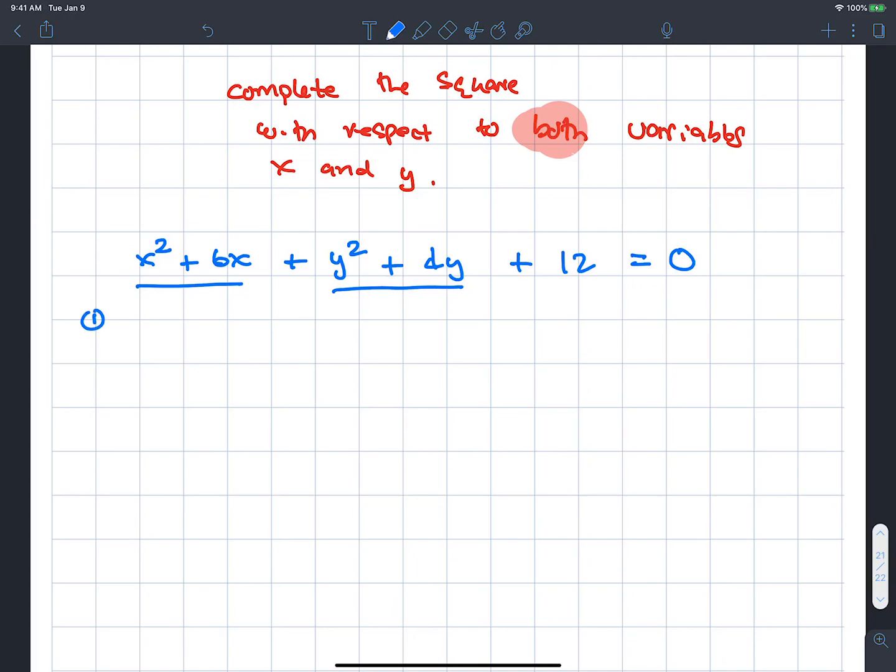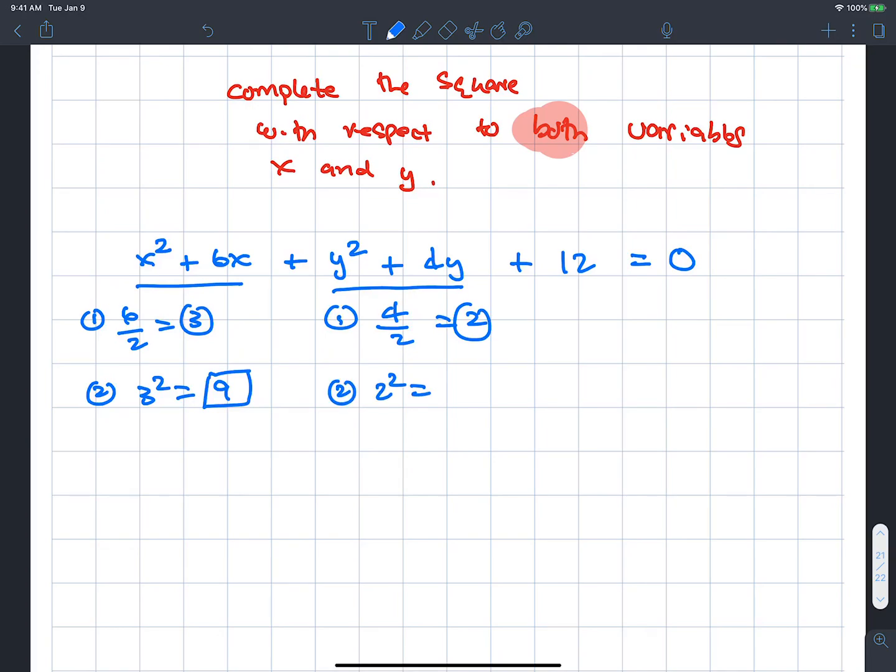So for the x, first step is 6 over 2, which is 3. Second step will be 3 squared, which is 9. For the y variable now, 4 over 2, which is 2. And that's the first step. Second step, 2 squared is 4.